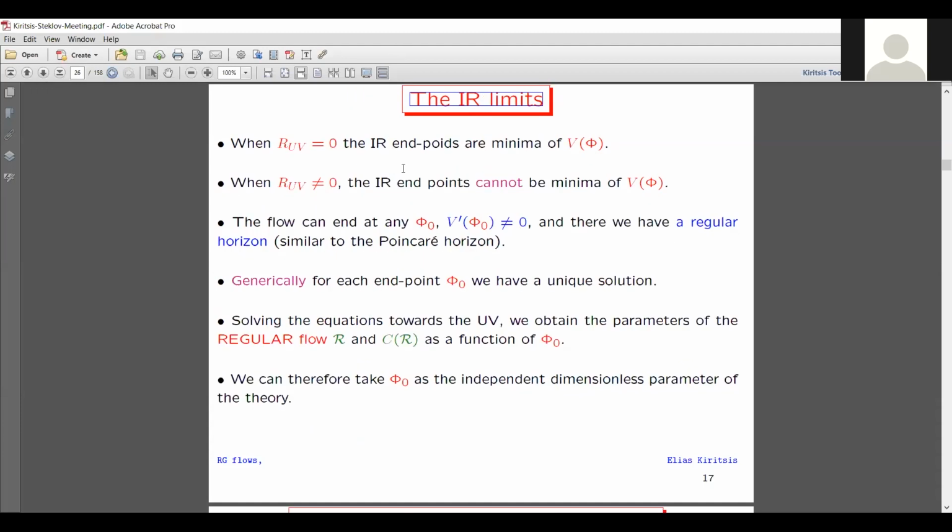Now, let's look a little bit at the infrared limits of such flows. When the curvature of the manifold on which the quantum field theory was defined was 0, then as we found, and as you all know, the infrared points are always the minima of the bulk potential. However, if the curvature is non-zero, the infrared points can be any other point except the minima of the potential. So the flow will end at some value of the scalar that I call phi 0, provided the derivative of the potential is not 0 there.